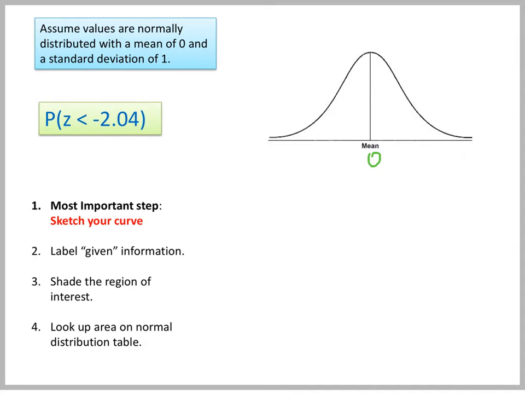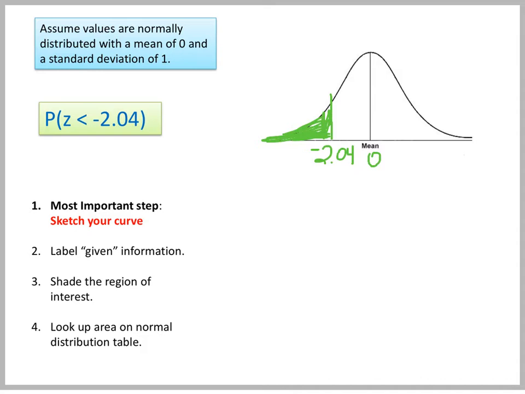Shade the region of interest. Our z-score of negative 2.04 is going to be to the left of the mean, because all negative z-scores are to the left of the mean. So anywhere over here on the left, it doesn't have to be exact, just somewhere on the left, draw a line for negative 2.04. And again, this is a sketch. It doesn't need to be exact. We want to know less than negative 2.04, so the area that's less than negative 2.04 is going to be this area right here. So now I have an image of the area that I'm trying to find.